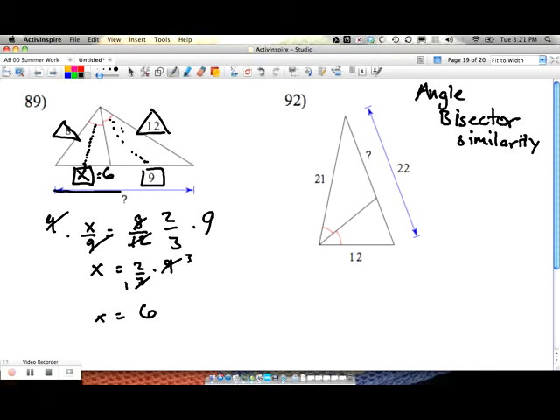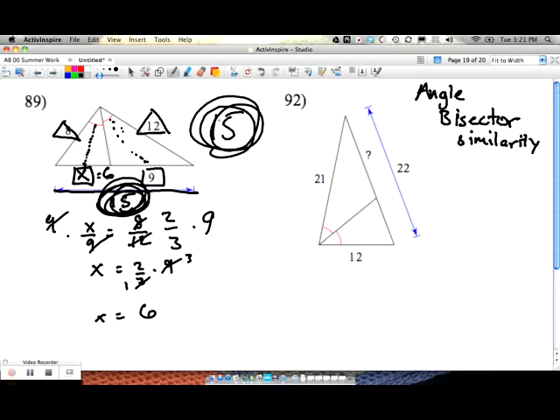But the actual question is, how long is the whole thing? The left side is 6, the right side is 9. Therefore, it is 15. The answer is 15.